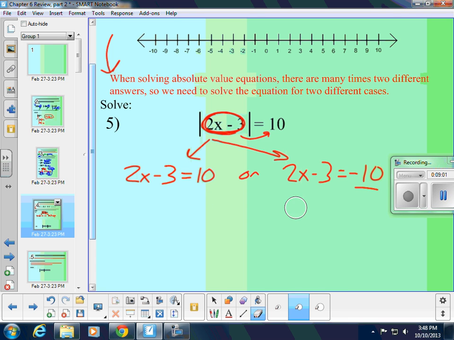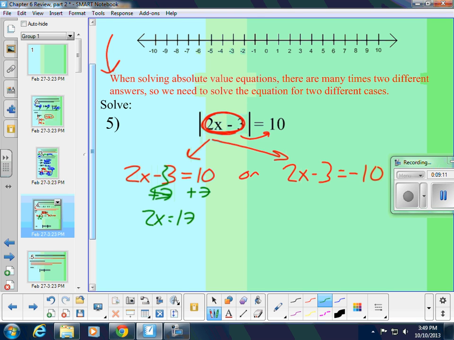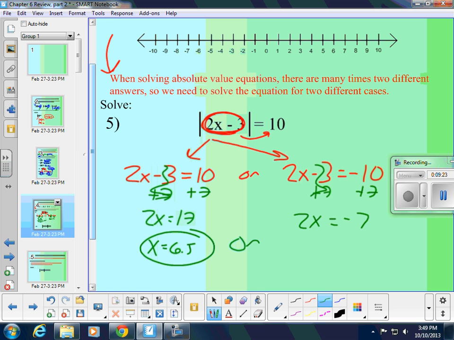Now again, I'm just going to solve them like 2 little equations, and they'll end up having almost the exact same steps because they look similar. I'm going to add 3 to both sides. 2x equals 13. Divide both sides by 2. X equals 6.5. That's one of my solutions. Or add 3 to both sides. 2x equals negative 7. Divide both sides by 2. X equals negative 3.5. Okay. There are my 2 answers.